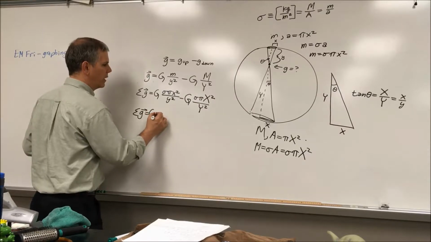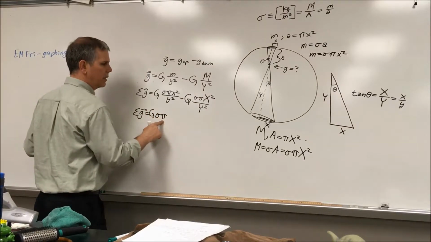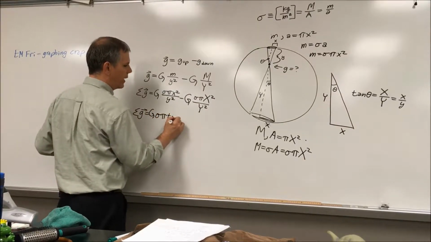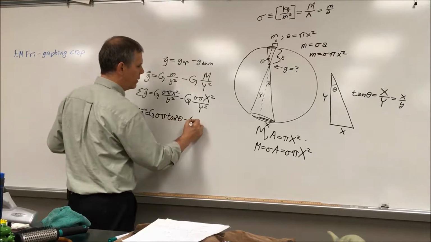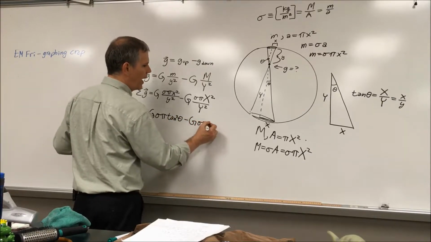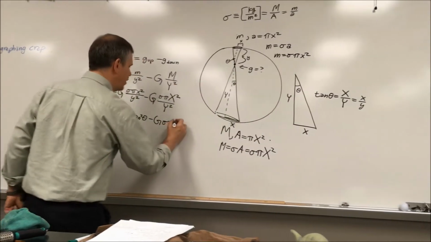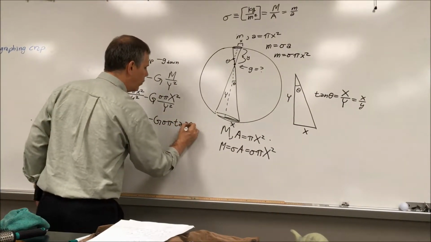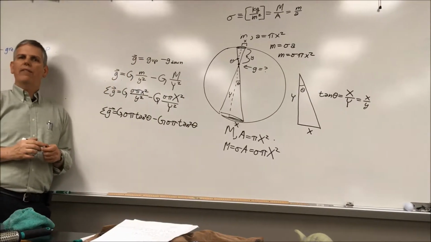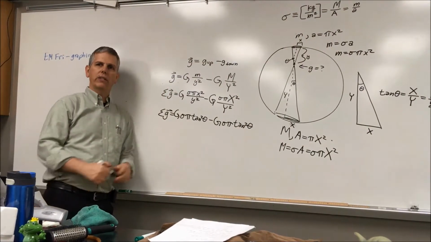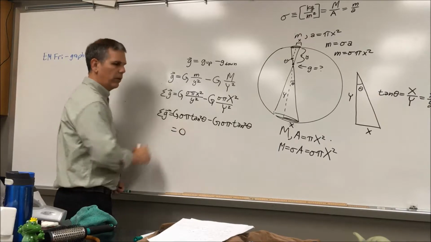G sigma pi tangent squared theta minus big G sigma pi. Oh, and big x squared over little y squared is still tangent of theta. And what do we notice? The net gravitational force at that point is zero.